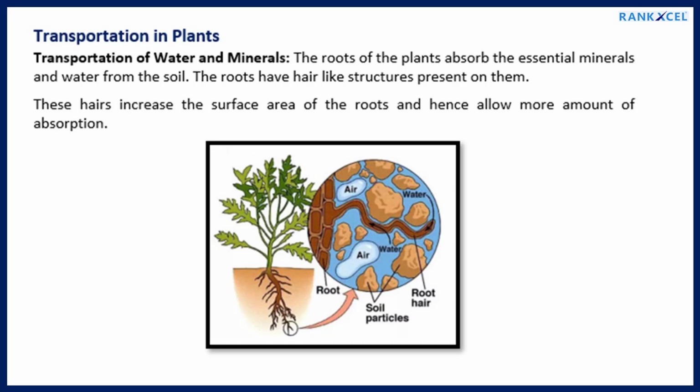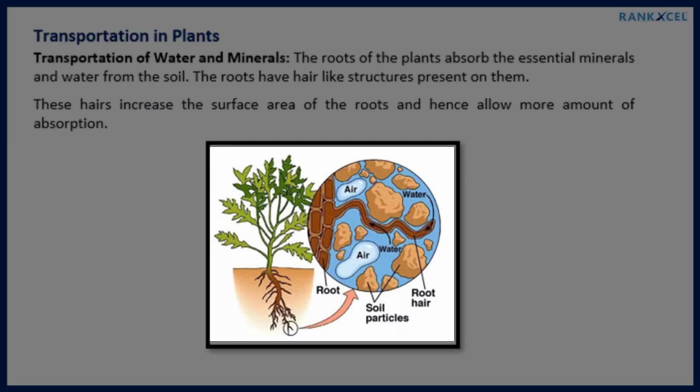Transportation in plants. Transportation of water and minerals. The roots of the plants absorb the essential minerals and water from the soil. The roots have hair-like structures present on them. These hairs increase the surface area of the roots and hence allow a greater amount of absorption.